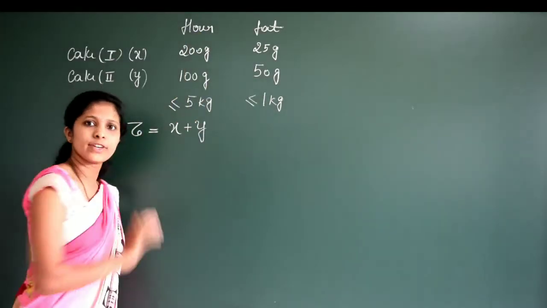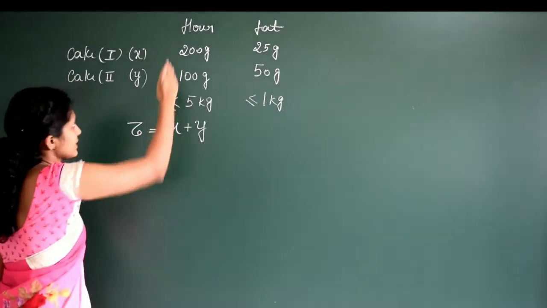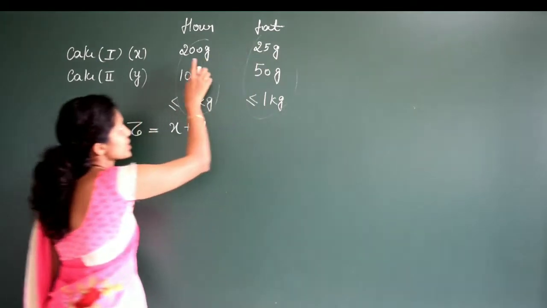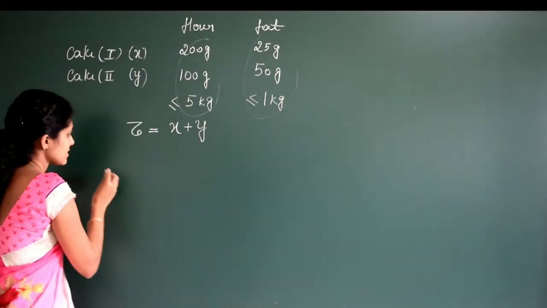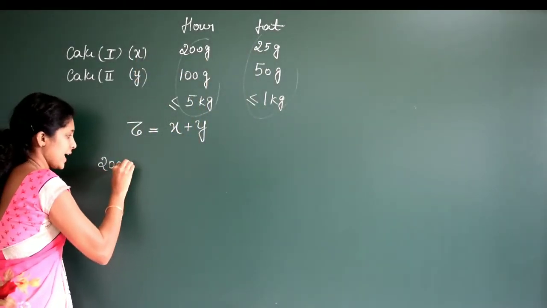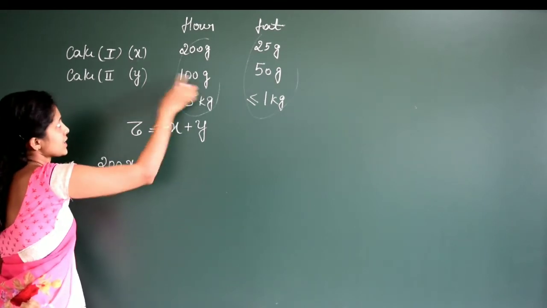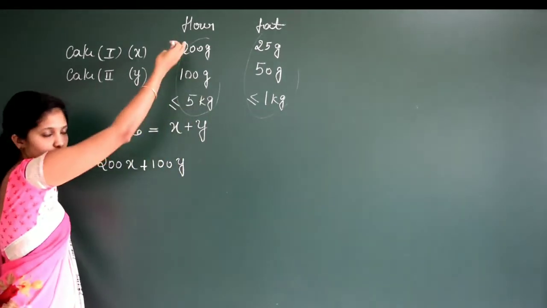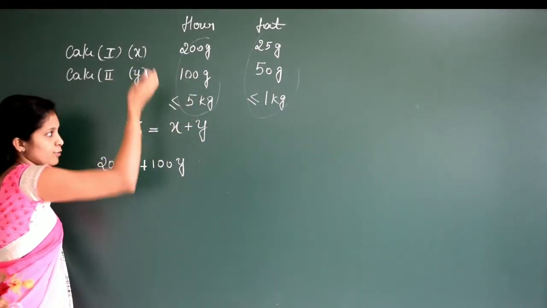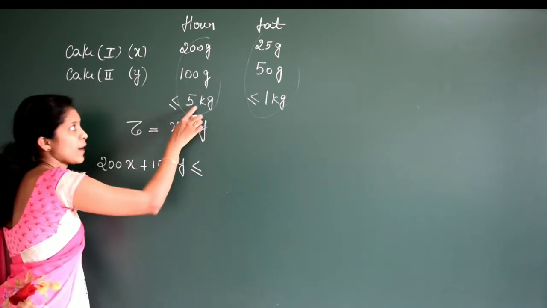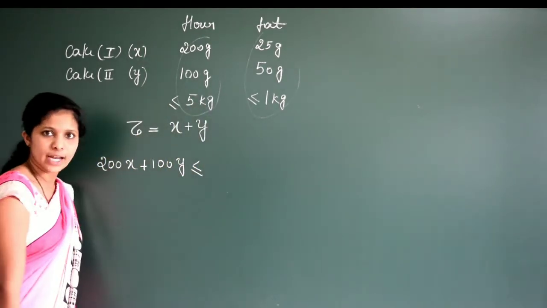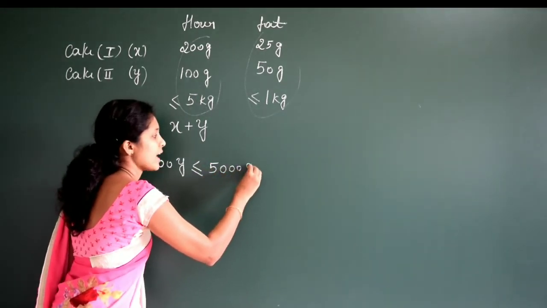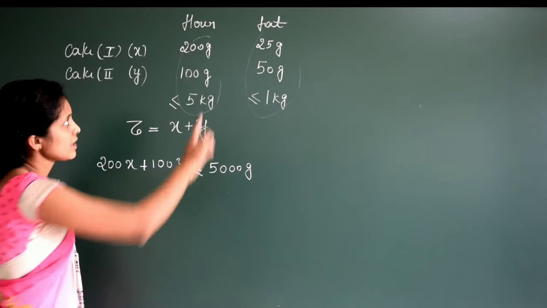Using these data, we can form an equation, right? Let us write the equation. 200 gram of x, so I can write 200x plus 100 gram of y, which is 100 gram of flour for the second kind of cake, should be less than or equal to 5 kg. Here it is in grams, so we will convert this 5 kg into gram. So this is now 5000 gram. Is it clear? So this is the first equation.